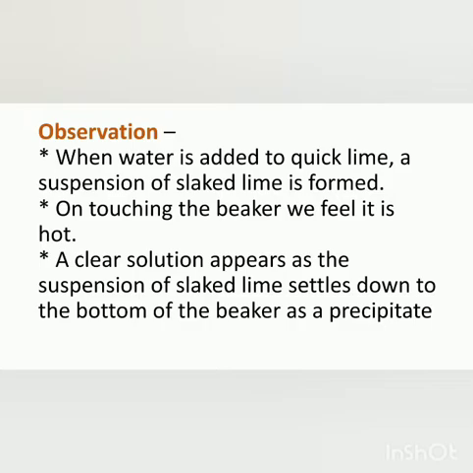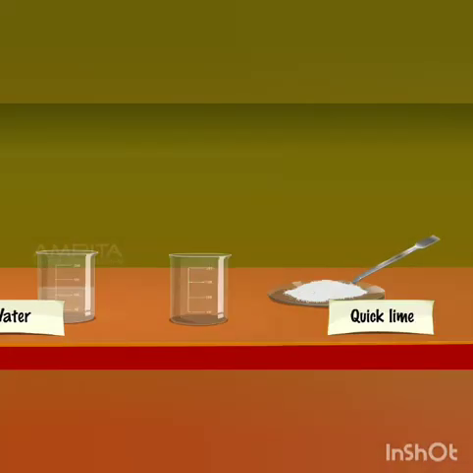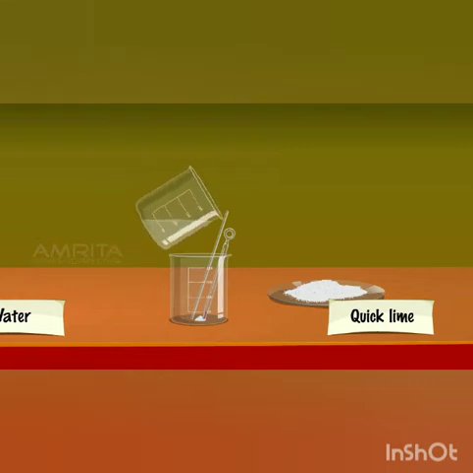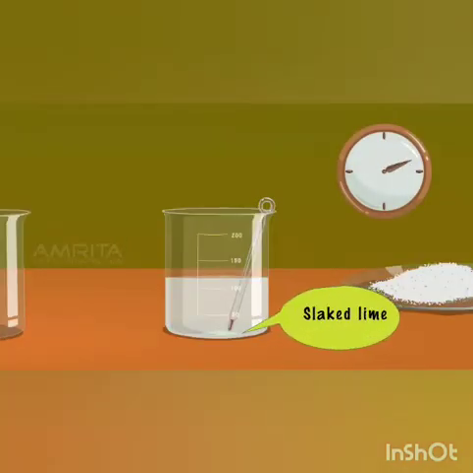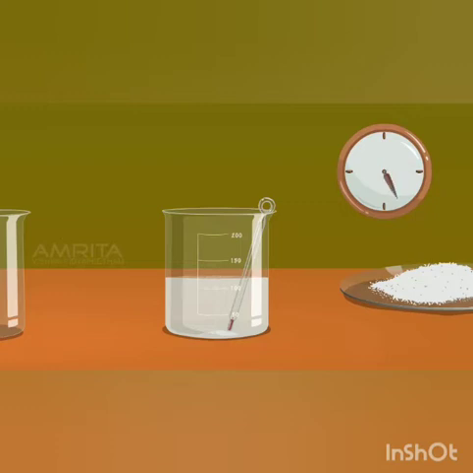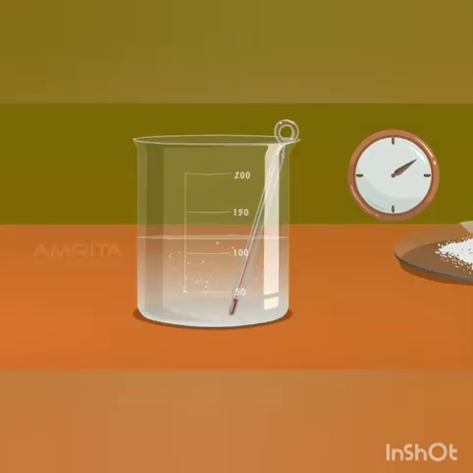Let's see this video now. Take a small quantity of lime water using a spatula and transfer it into a beaker. Thermometer, glass rod. Slowly add water into the beaker so that quicklime remains submerged in the water. Quicklime reacts vigorously with water to produce a suspension of slaked lime, releasing a large amount of heat. Leave the beaker undisturbed for some time. A clear solution of lime water appears as the suspension of slaked lime settles down.